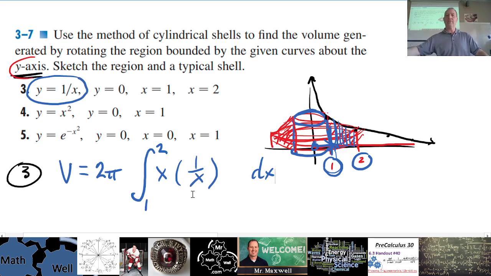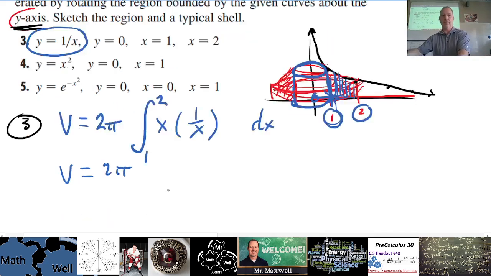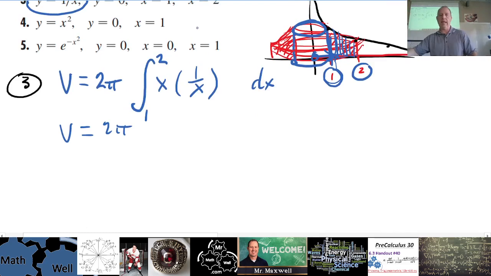So again, your key for cylindrical shells is 2 pi RH. R is going to be your x, or x plus something, or x minus something, or something minus x, and so on. And the h is going to be just the function height, or the difference between any two functions that might be there. So volume is 2 pi. We can simplify this. X times 1 over x is, yeah.